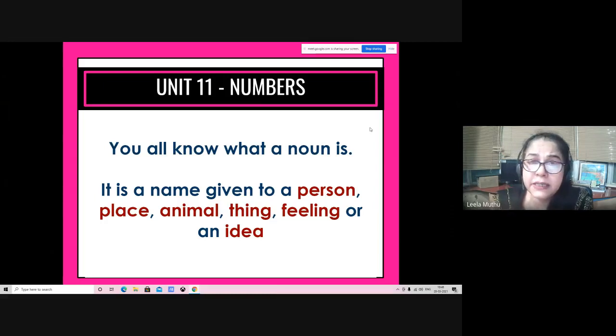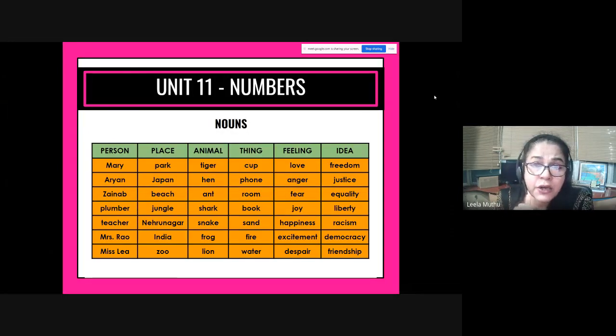And a naming word basically gives a name to a person, a place, an animal, thing, a feeling, or an idea. Okay, so let's see the different kinds of nouns there are, with the examples below. So here we have nouns and we have person, place, animal, thing, feeling, or idea. And underneath that, there are given a lot of examples. So we have persons, which are names given to people like Mary, Aryan, Zainab, okay, Mrs. Rao, Miss Leah. And of course, a person can also be a teacher, a plumber, a gardener, a friend, a relative, a cousin. All these are persons.